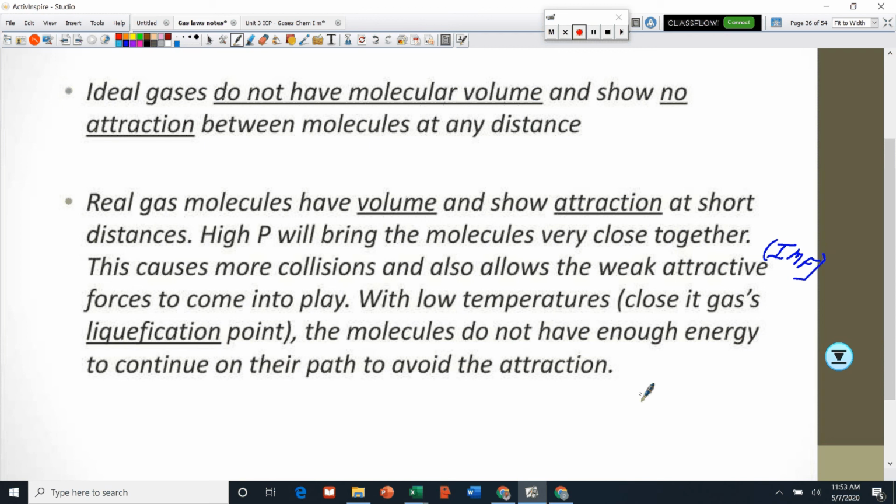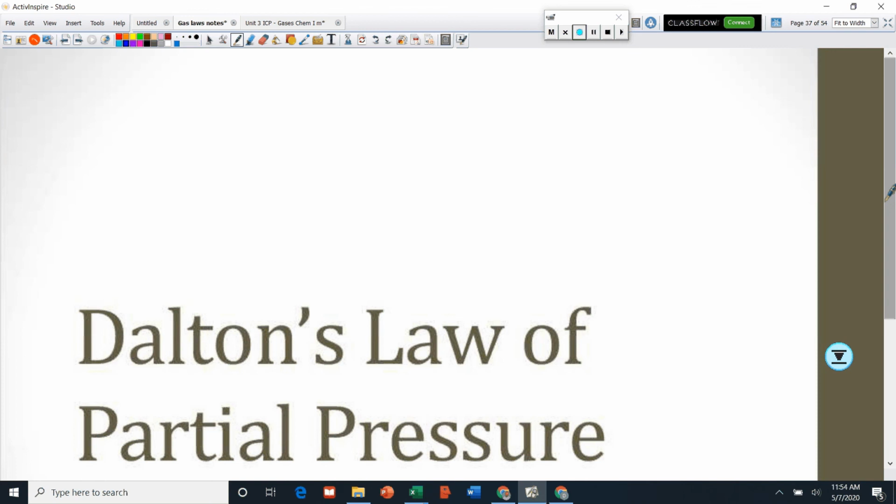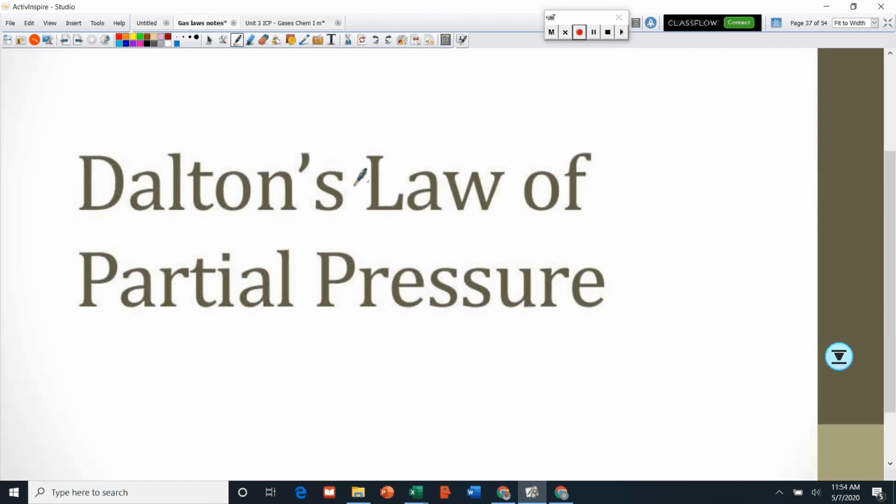Low temperatures also cause the gas molecules to come close together and even experience liquefaction. So the molecules don't have enough energy to continue on their path to avoid a reaction. One of the laws that goes in association with this is Dalton's law of partial pressure.